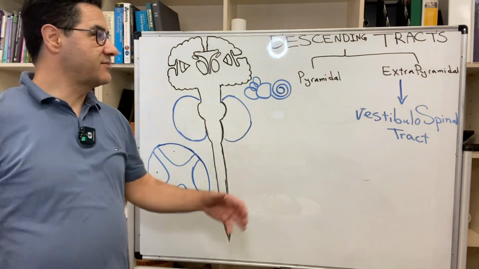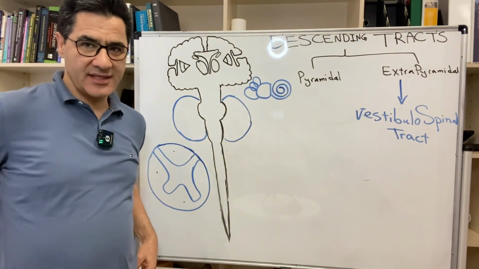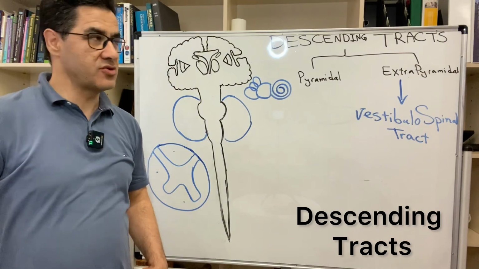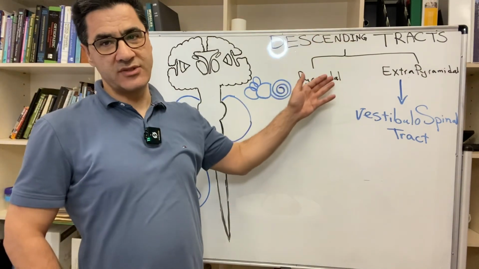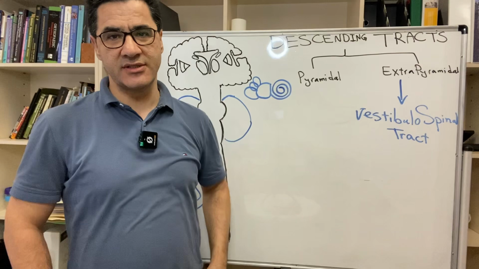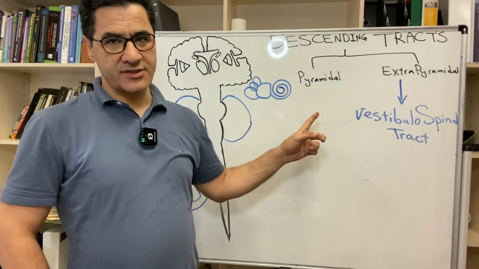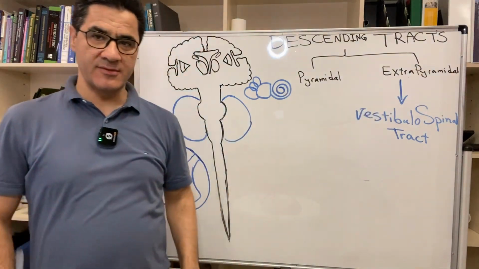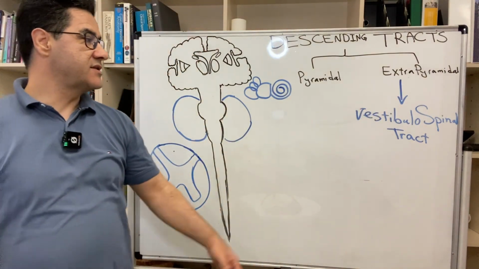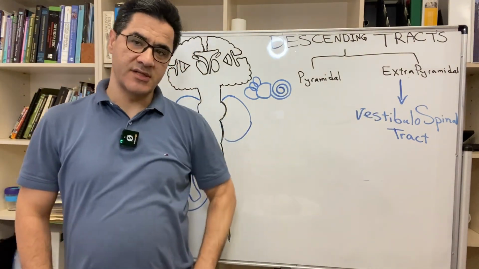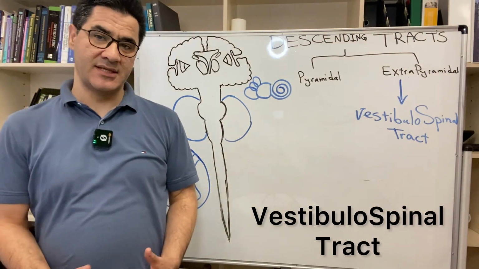Today I'm going to talk about the descending tracts. In my previous video I showed you that the descending tracts include the pyramidal and extrapyramidal tracts. I discussed the pyramidal tract, like the corticospinal tract, in my previous video, and the extrapyramidal, like the rubrospinal tract. In this video I'm going to show you the vestibulospinal tract, which is related to balance.